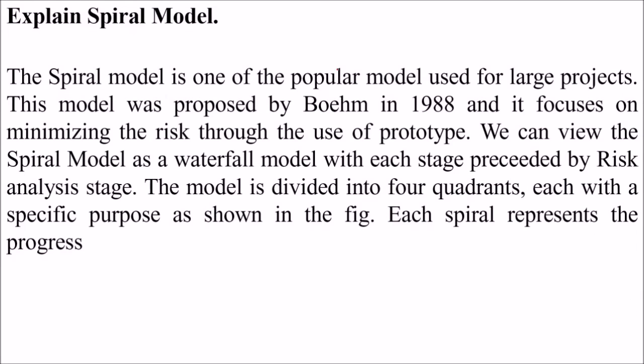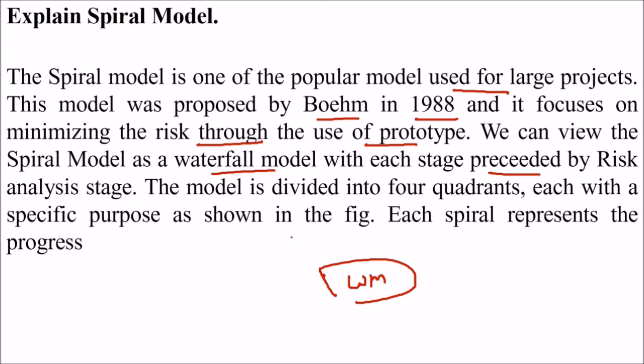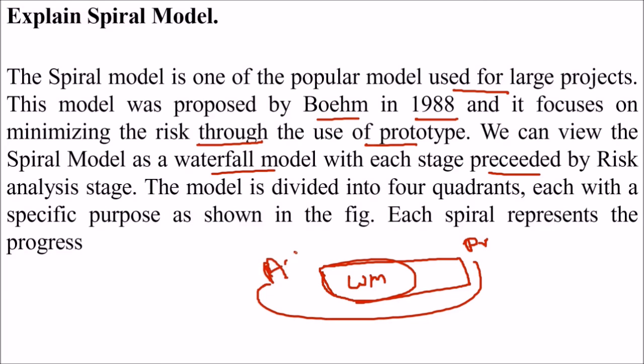Next question is explain the spiral model. The spiral model is one of the popular models used for large projects. This model was proposed by Boehm in 1988, and it focuses on minimizing the risk through the use of prototypes. We can view the spiral model as a waterfall model with each stage preceded by a risk analysis stage. So at each stage the waterfall model is adopted, then one prototype is prepared, and again we analyze the risk.